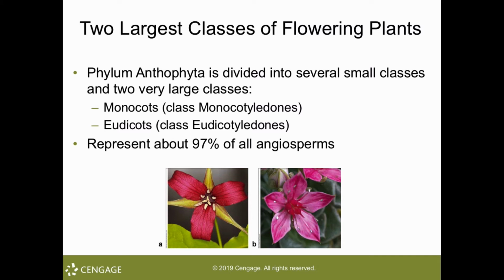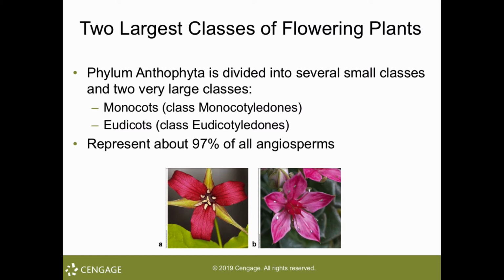Phylum Anthophyta is divided into several small classes and two very large classes, known as the monocots, class Monocotyledon, and the eudicots, class Eudicotyledon. And yes, it's Monocotyledon and Eudicotyledon. That represents the vast majority of angiosperms, approximately 97%. So what we'll do here is contrast these two. The dicots include approximately 200,000 species, as opposed to the monocots having approximately 90,000 species, to give you a glimpse into the diversity of those two major classes.